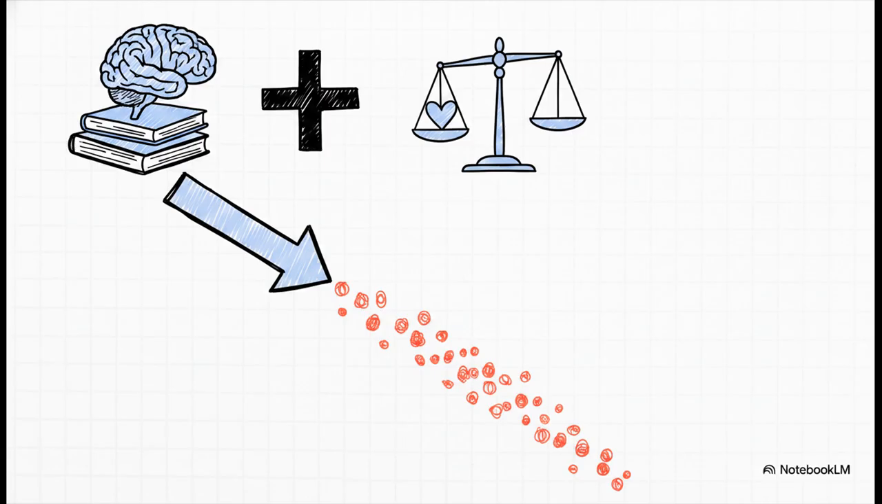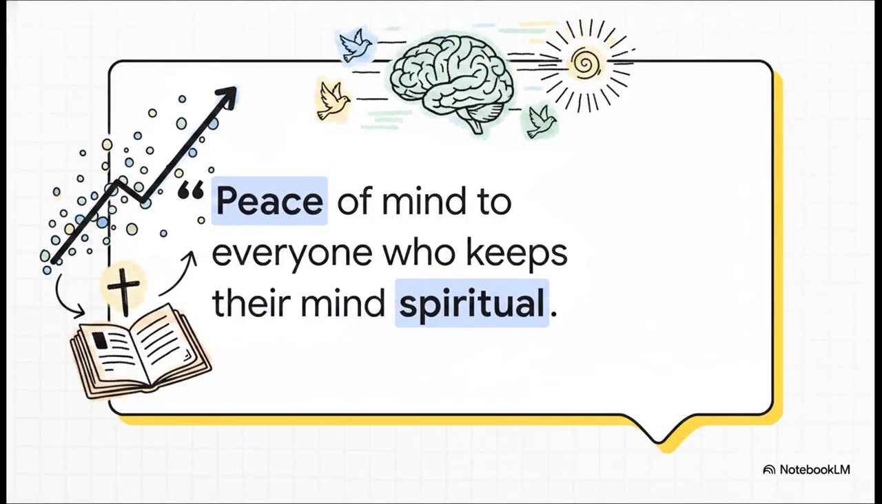Just like a scatterplot links an action to an outcome, our education has to be paired with strong moral character. If it isn't, all that intelligence is basically just plotted on a downward trend straight toward hurtful decisions. But here is the beautiful thing. We actually have a line of best fit for our own lives. Romans 8, 6, and 7 promises peace of mind to everyone who keeps their mind spiritual. When we take our education and intertwine it with spiritual wisdom, we're establishing this incredibly powerful, positive correlation. The more we lean into a spiritual mindset, the more our lives naturally trend upward toward genuine peace of mind.